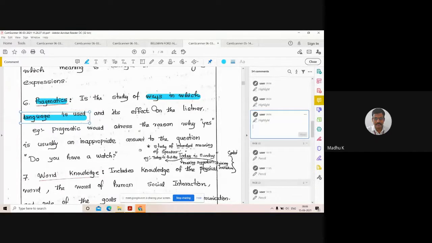So what is pragmatics? Okay, it is the study of ways in which language is used. That is important. Ways in which language is used. I am underlining this. Is that right?